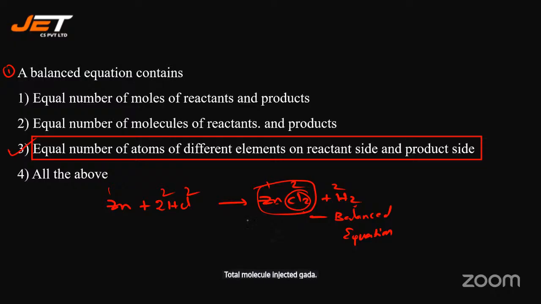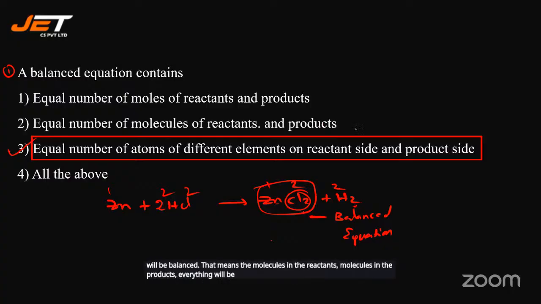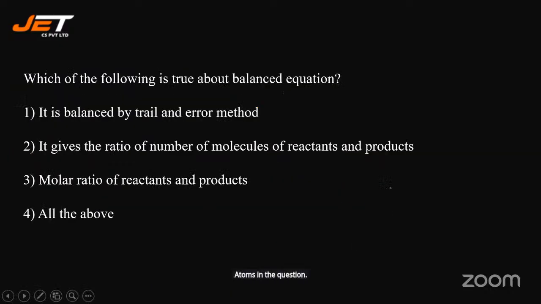So option 3 is correct. Those who did not understand, please try to understand the concept now. I think it is clear for everyone. The number of atoms are balanced, not the molecules. Once you are balancing the atoms, obviously the total equation will be balanced. That means the molecules in the reactants and the molecules in the products, everything will be balanced once you balance the atoms in the question. So now let us go to the next question.